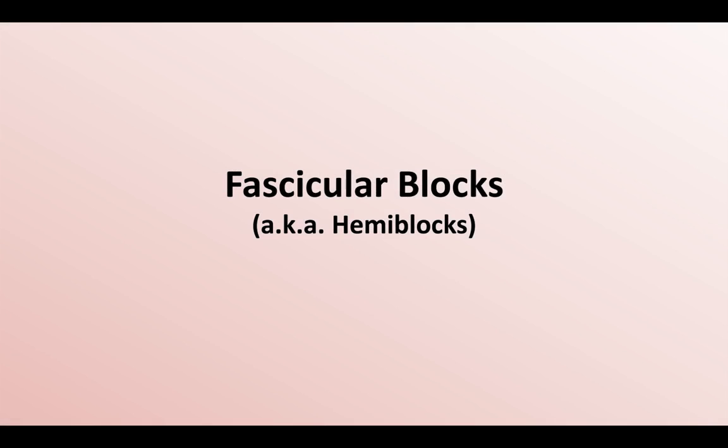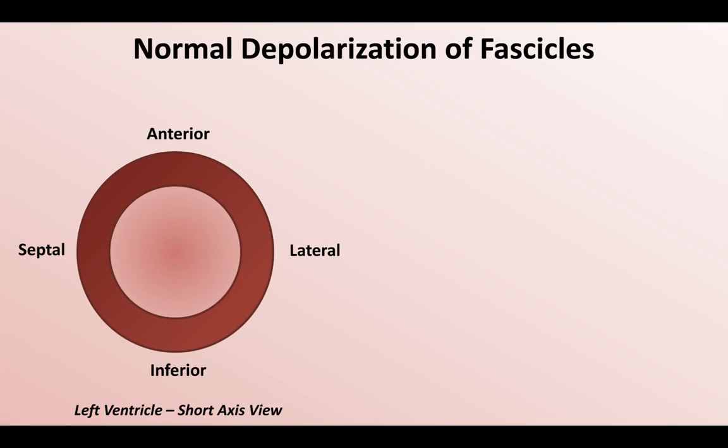Next are the fascicular blocks, occasionally referred to as hemiblocks. To understand the EKG changes seen with fascicular blocks, I'll be referring to this diagram, a schematic cross-section of the left ventricle, the classic short-axis view. And here are the approximate locations of the anterior and posterior fascicles within the myocardium.